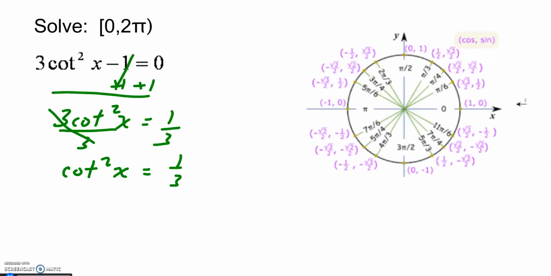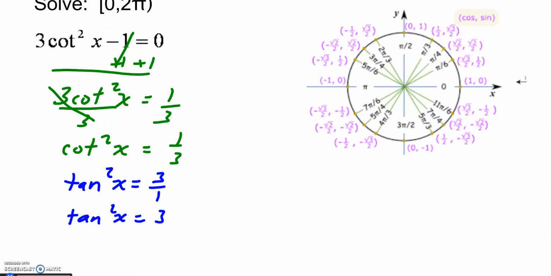Now eventually here we're going to have to take a square root, but let's use the idea of reciprocals here. Cotangent is not as familiar to us as tangent. So if cotangent squared x is 1/3, that means to me that this statement is equivalent. Tangent squared of x, or the reciprocal, must be equal to the reciprocal of this number, 3 over 1. So I know that tangent squared x equals 3, and now that I'm more familiar with tangent, to get the tangent alone, I can take the square root of both sides. If I do so, I would get tangent of x equals plus or minus the square root of 3.